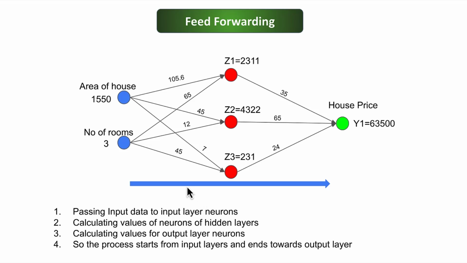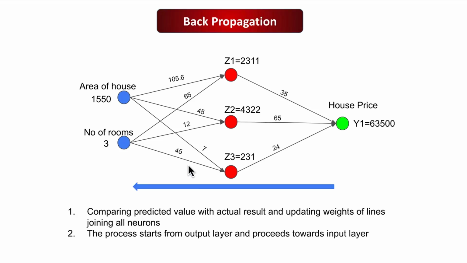And after feed forwarding, we have learned about backpropagation. After calculating the values of neurons at the output layer, we are comparing this predicted value with the actual value. And then we are updating the weights of the neural network, and this process of updating weights is called backpropagation. So the process starts from the output layer and proceeds towards the input layer.